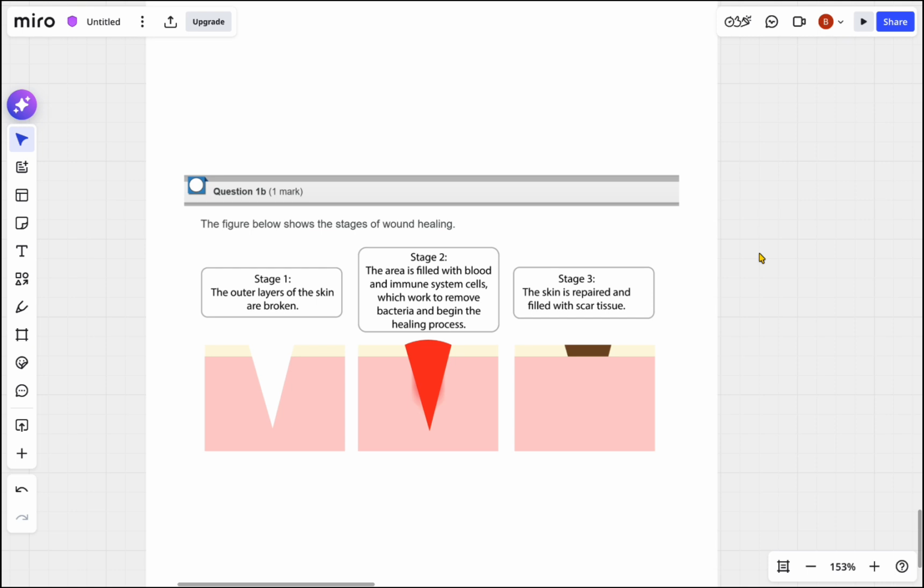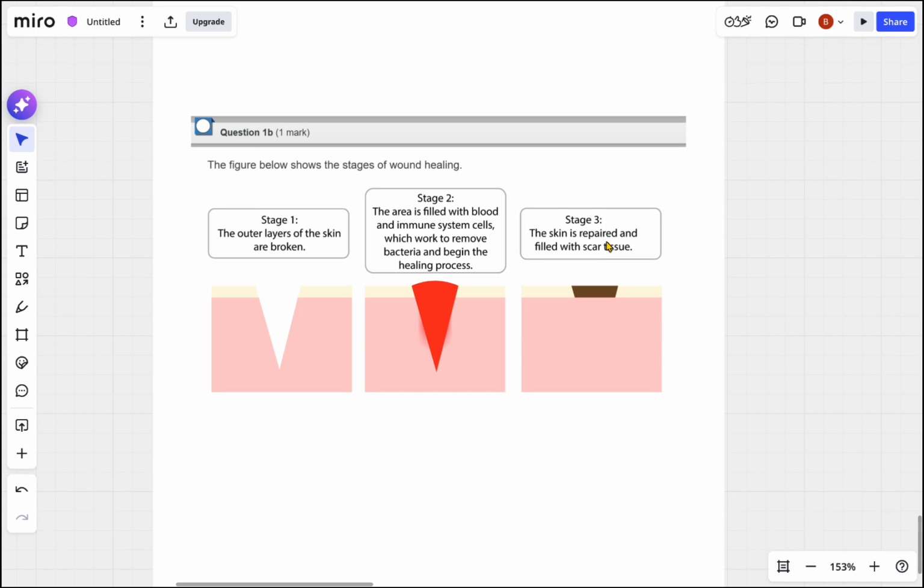The figure below shows the stages of wound healing. Let's just read this as well so it makes it easier for us to understand. So we have stage 1, where the outer layers of the skin are broken, and stage 2, the area is filled with blood and immune system cells which work to remove the bacteria and begin the healing process. And stage 3 is where the skin is repaired and filled with scar tissue.